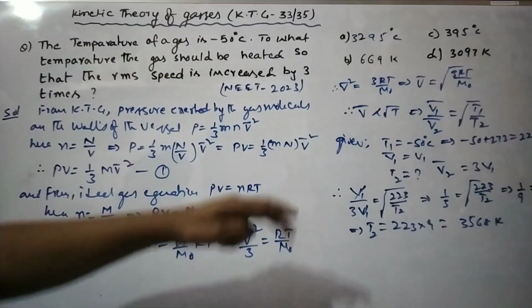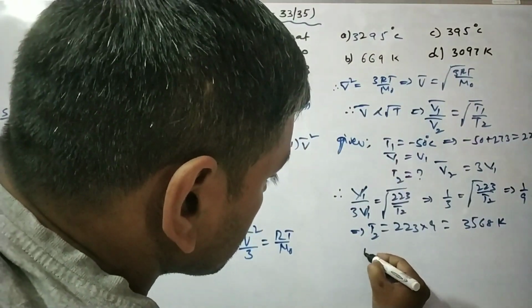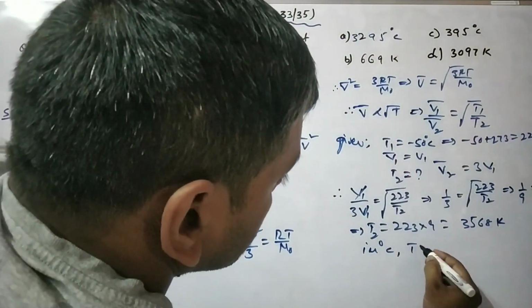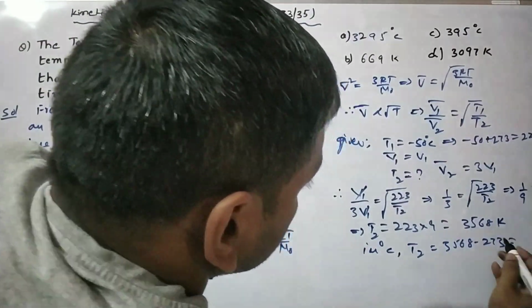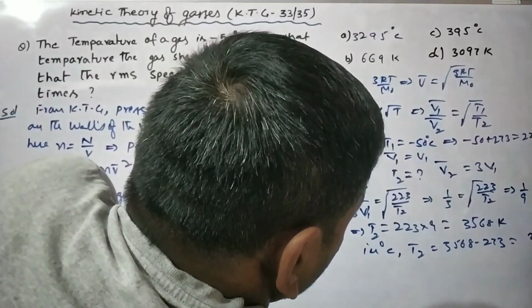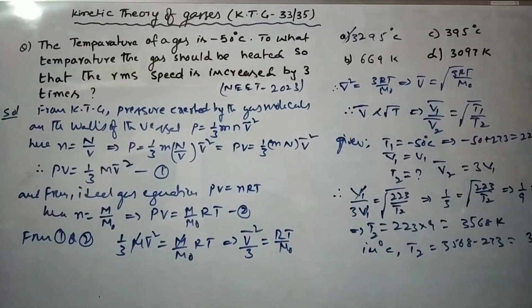3568 Kelvin. But there is no such option in the question, so it may be converted to degrees Celsius. In degrees Celsius, T2 is equal to 3568 minus 273, which is exactly equal to 3295 degrees Celsius. So in the given options, A is the correct one. Thank you.